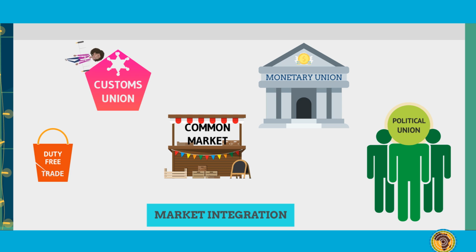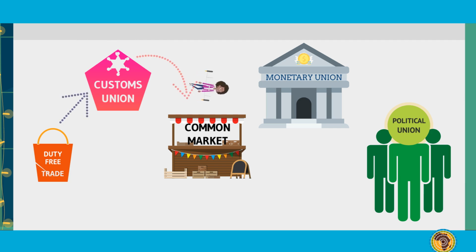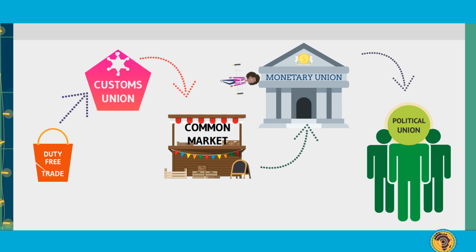There is a gradual process that is followed as a community moves from a preferential trade area to a free trade area, to a customs union, to a common market, to a monetary and economic union, and lastly to a political union with unified fiscal, monetary, and trade policies, achieving the highest level of market integration.